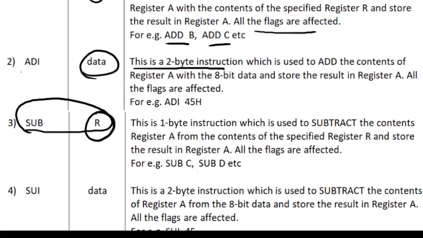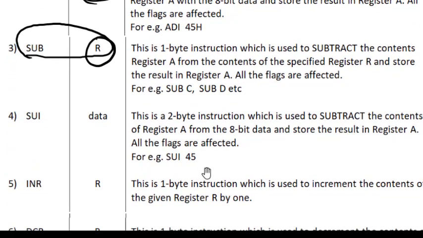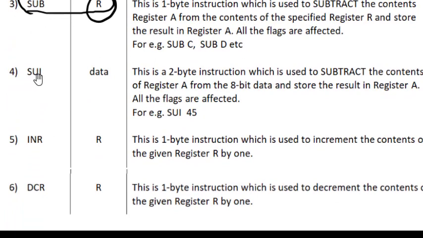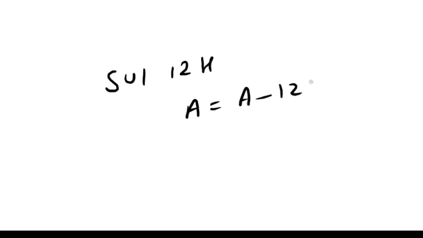Then we have SUI, which means subtract immediate. SUI is a 2 byte instruction. It subtracts the given 8 bit or 1 byte data from the contents of register A, and all the flags are affected. If I write SUI 12H, this means A equals A minus 12H. H means hexadecimal number. So whatever the data in A, 12H gets subtracted from it and the result gets stored in A.